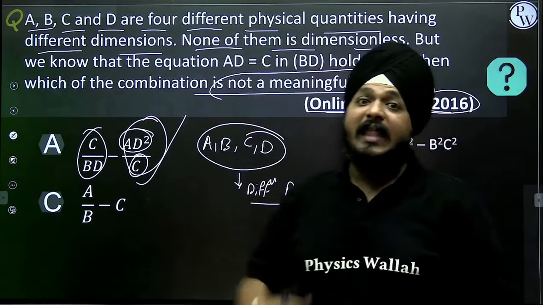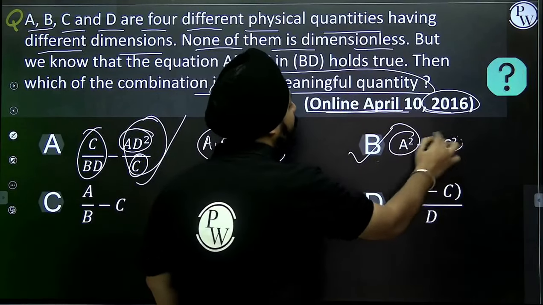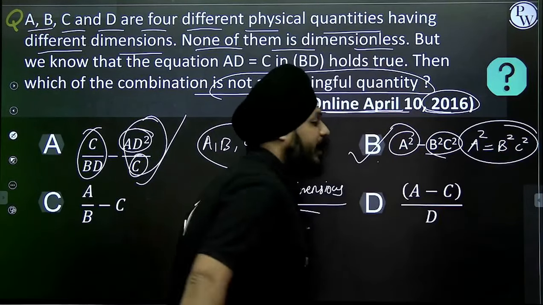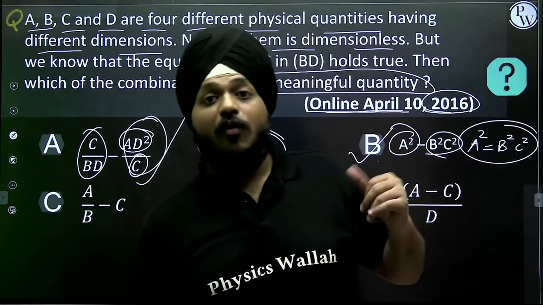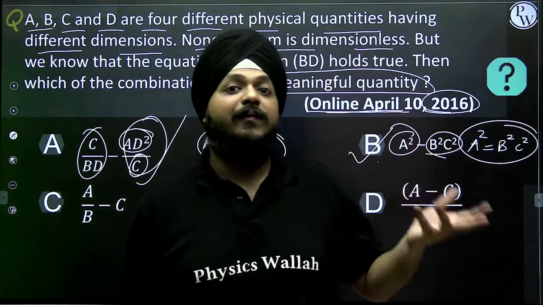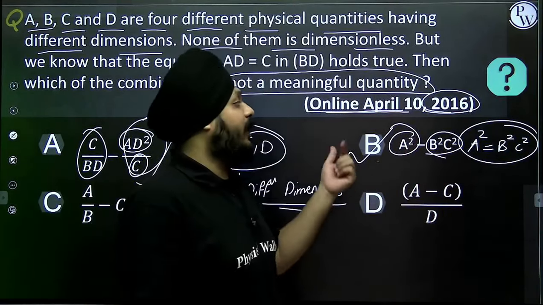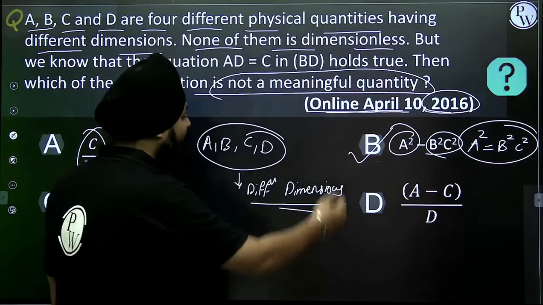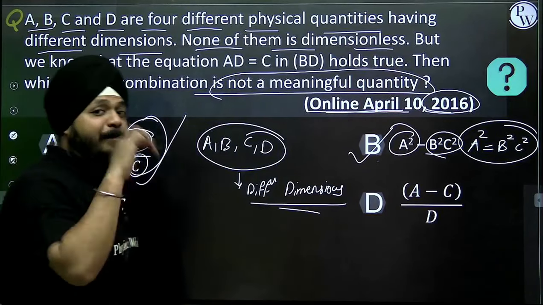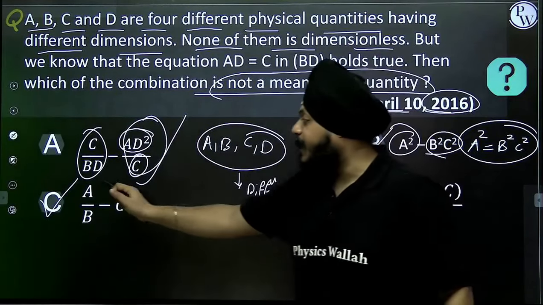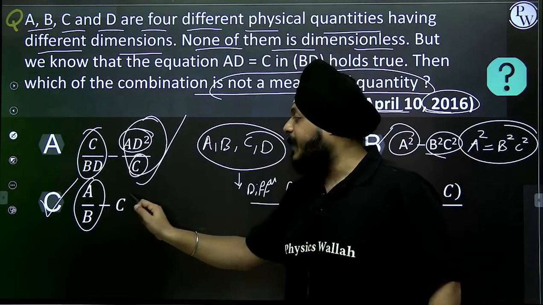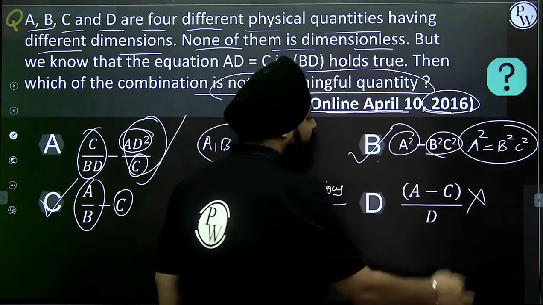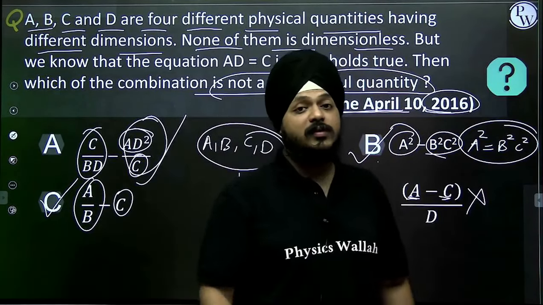B. There is a possibility that A square might be equivalent to B square C square. Dimensionally, as I said, I'm not writing it mathematically, I'm writing it dimensionally. Dimensions of A square can be equivalent to B square C square, or A can be equivalent to the product of BC. So this can also be meaningful. A by B: there is a possibility that the dimensions of A by B can be equivalent to C. But this is not valid because A and C both have different dimensions. Then how can they be subtracted?